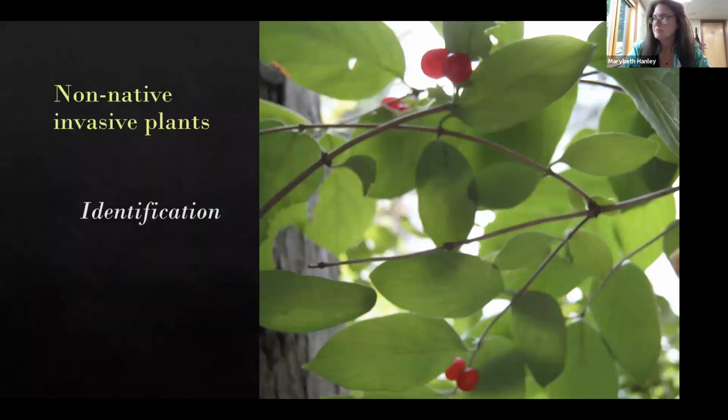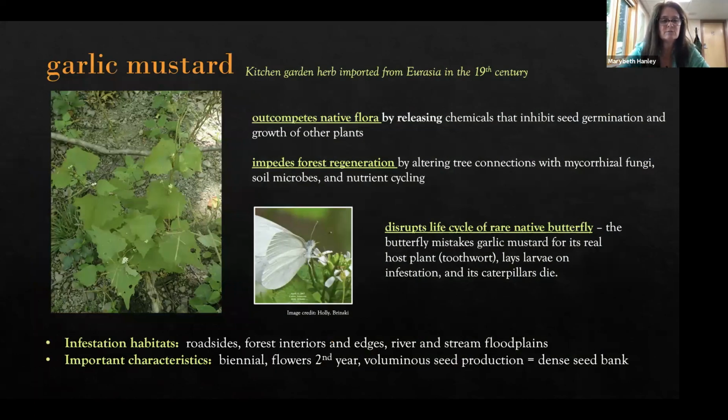So in terms of identification, I'm going to go over about a dozen of the major offenders in the Finger Lakes, and show you some pictures of some of these infestations that I've worked in the Finger Lakes National Forest. So this first one is garlic mustard.